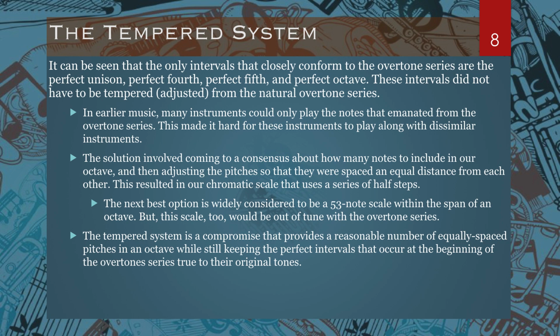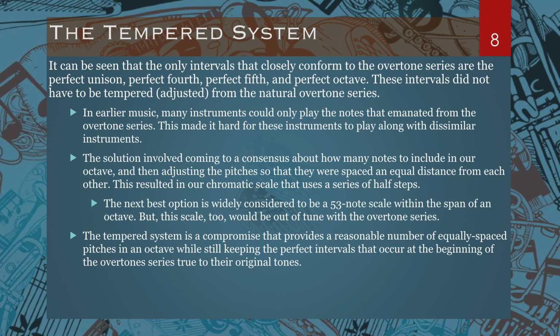It can be seen that the only intervals that closely conform to the overtone series are the perfect unison, the perfect fourth, the perfect fifth, and the perfect octave. These intervals did not have to be tempered from the natural overtone series to make our system work.